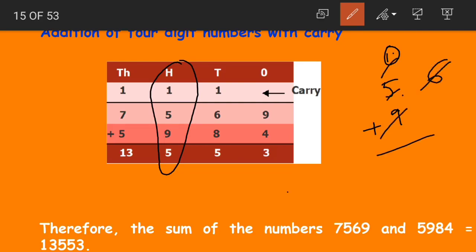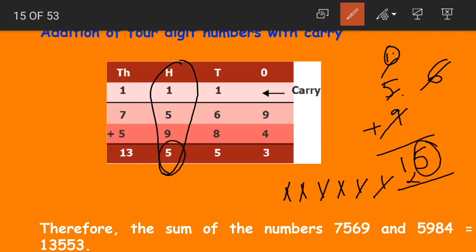Now 6 plus 9 becomes, after 9 we have, select 3, 4, 5, 6. These are 6 lines, right? So after 9 we have 10, 11, 12, 13, 14, 15. So 6 plus 9 becomes 15. Again we'll write 5 down here and we'll carry this one to the next place.